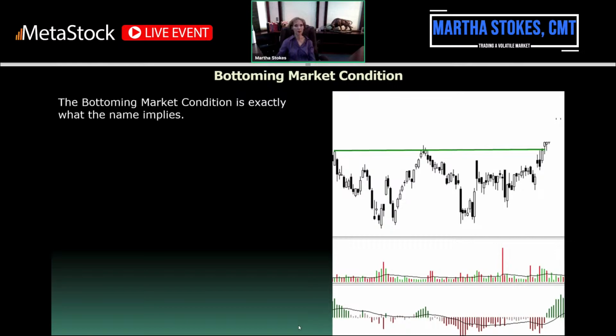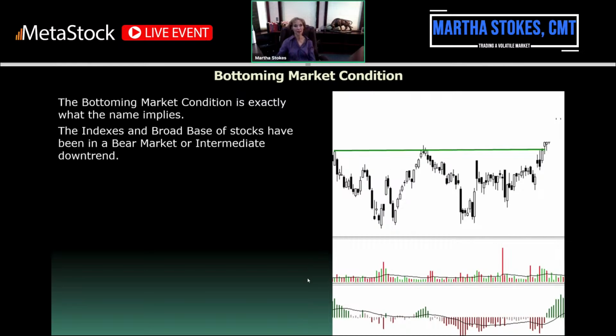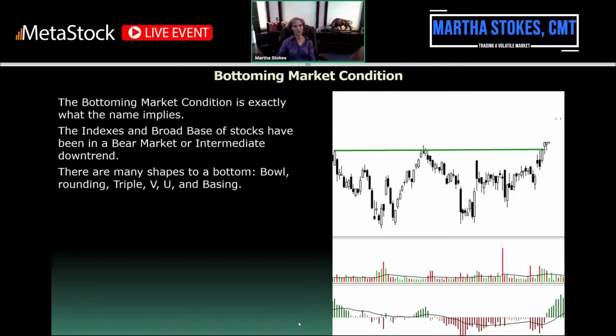So, the bottoming market condition. The bottoming market condition is exactly what the name implies. It's a bottoming market. The indexes and broad base of stocks have been in a bear market or intermediate term downtrend. There are many shapes of a bottom: bowl, rounding, triple, V, U, basing, and others that I teach my students. Now you can see that this is really volatile, but you should not be selling short in bottoms.